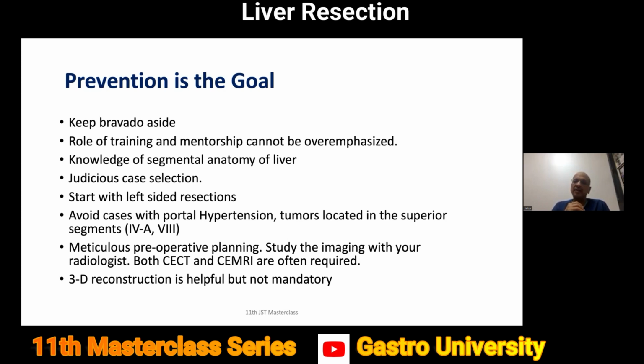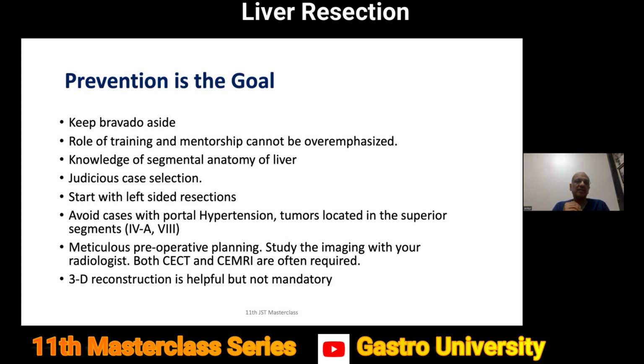Knowledge of segmental anatomy. Do not think that you have read the book and you have seen the 3D images and you know the segmental anatomy. You have to actually know the segmental anatomy of the liver like the back of your hand, and that you learn gradually with every kind of liver resection or living donor liver transplant that you are doing.